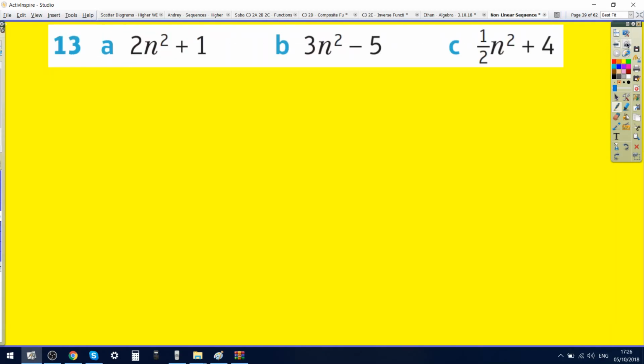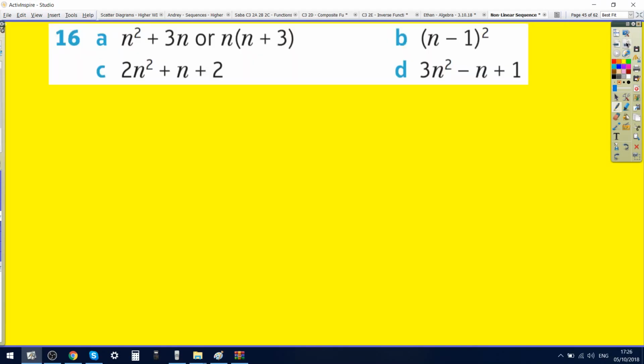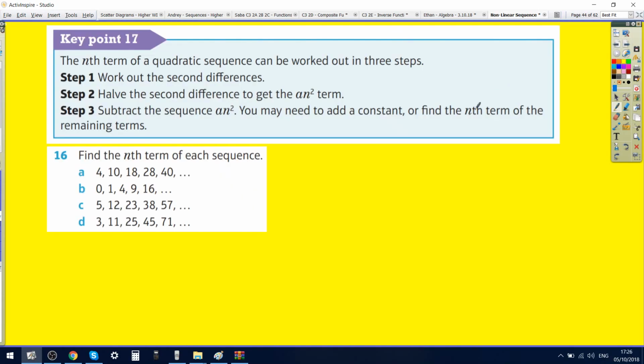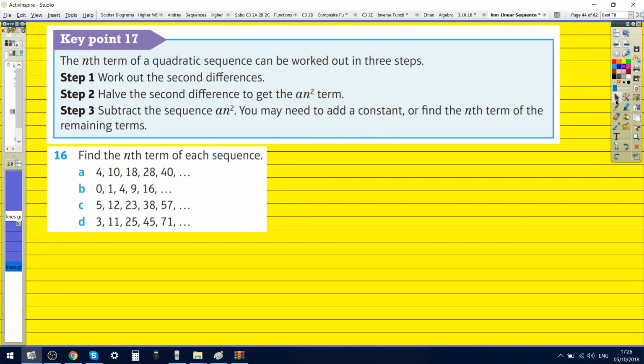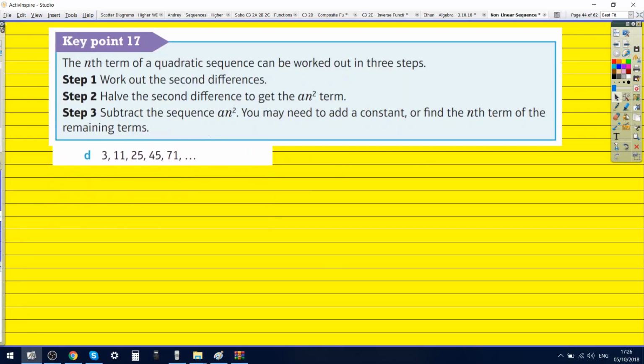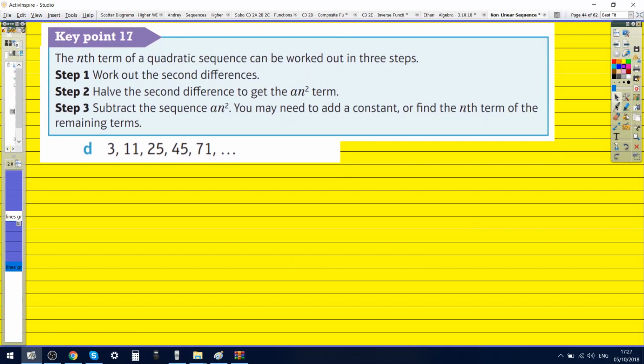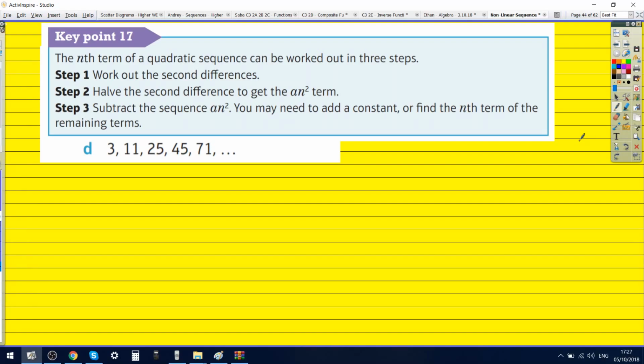Not really. Okay. I want to look for trickier ones. That one's okay. Let's try D, the hardest one. So you can use those steps. How do we try D? So we have to find the difference first.